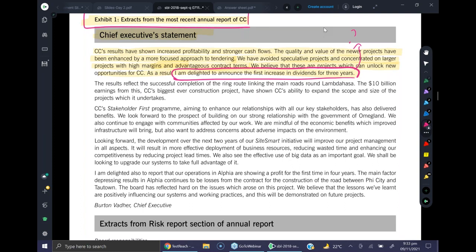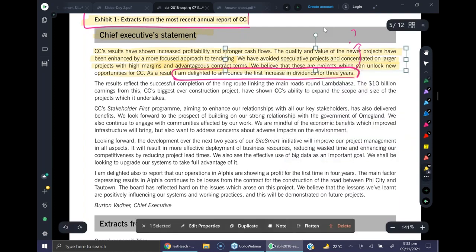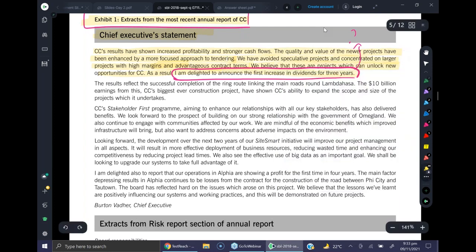Now let's read more, because this is not the only point we are going to talk about for financial aspects. You remember requirement 1, everyone? Question number 1, part A is to discuss the financial and non-financial aspects. I'm just highlighting the information. We'll jot it down at the end.